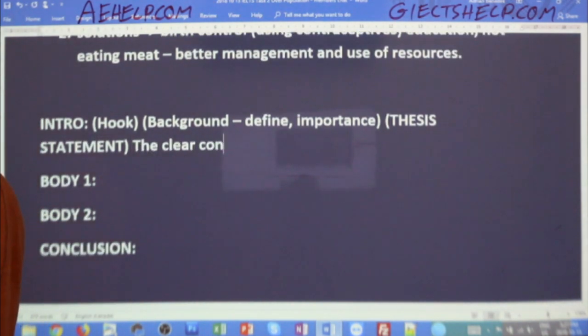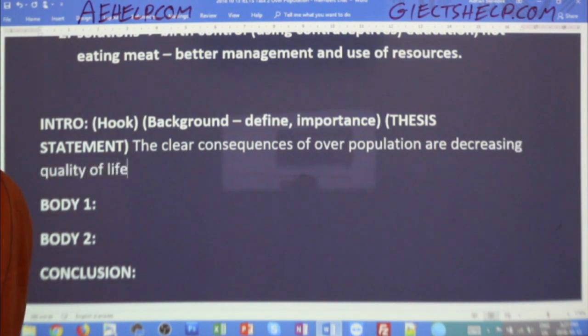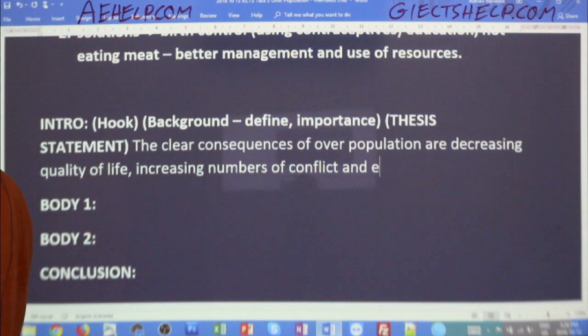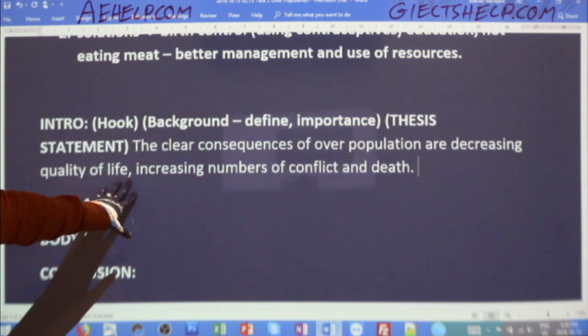The clear consequences of overpopulation are decreasing quality of life, increasing numbers of conflict, and death. Okay, so this is the beginning to my thesis statement.